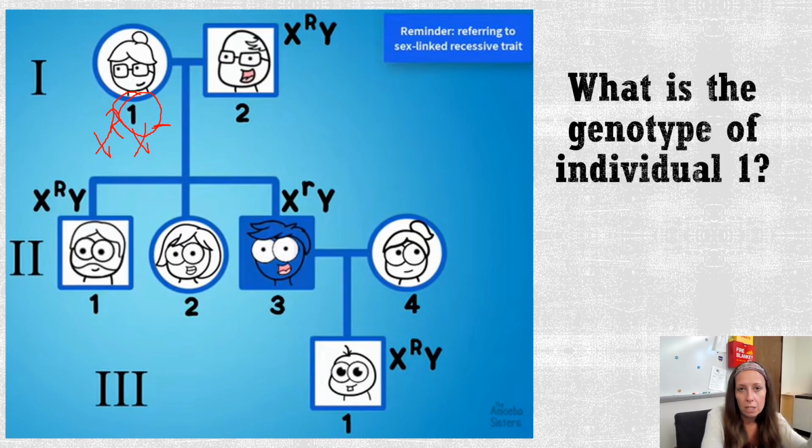Right? Well, let's look around. We have dad here, and we have this kid who has it. Well, dad gave this kid the Y, because dads always give the Y. Who gave this kid the X with the little R? Had to have come from mom. So we'll give her a little R there, right? So it's a little bit of logical thinking to figure these out.